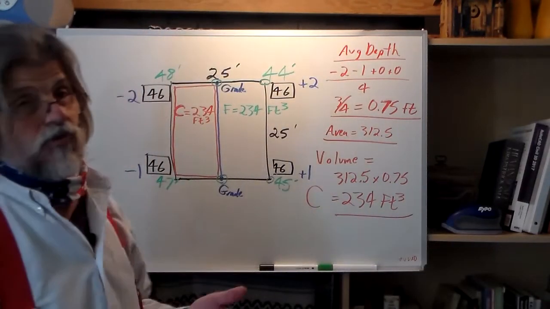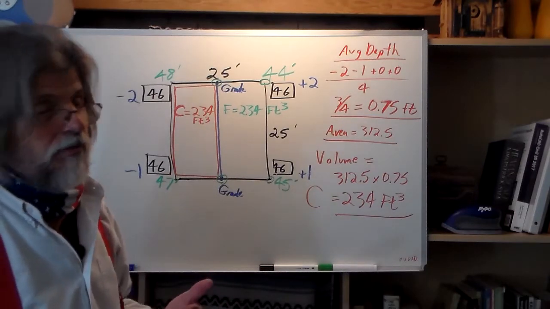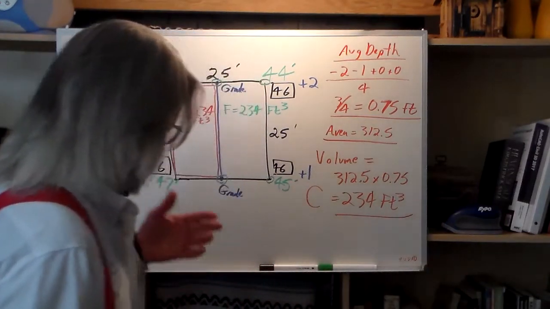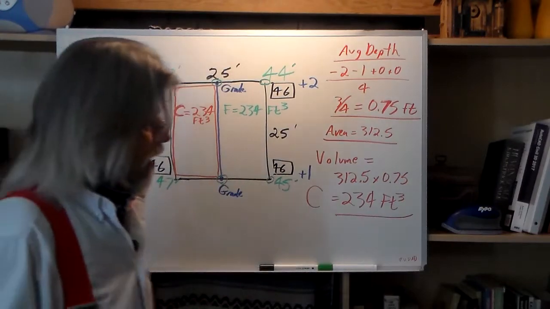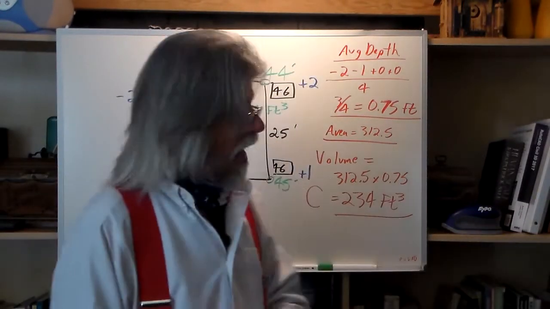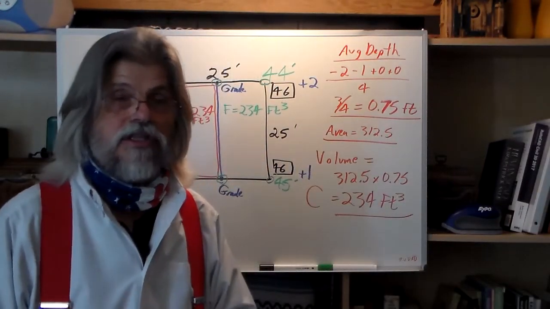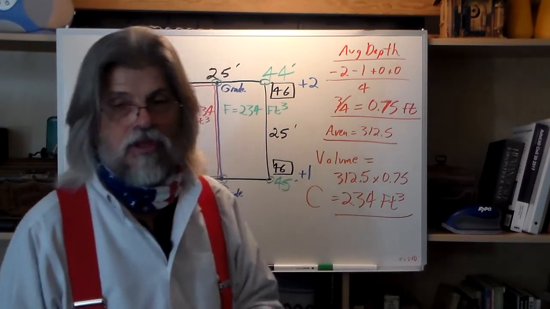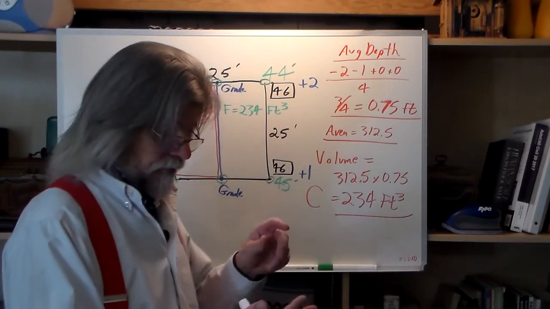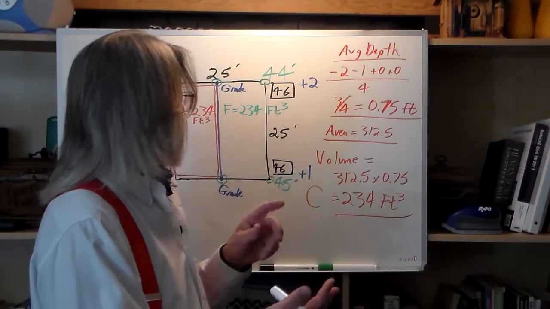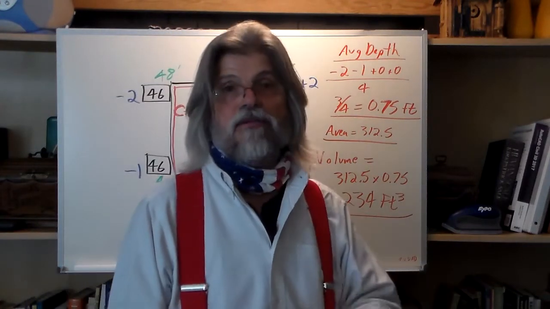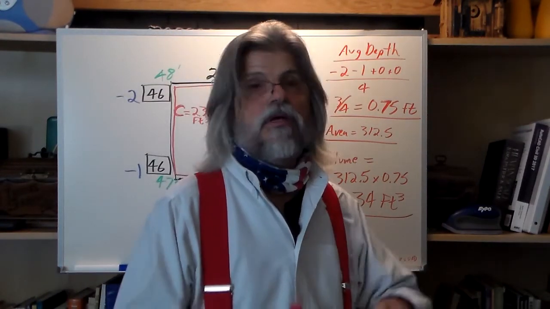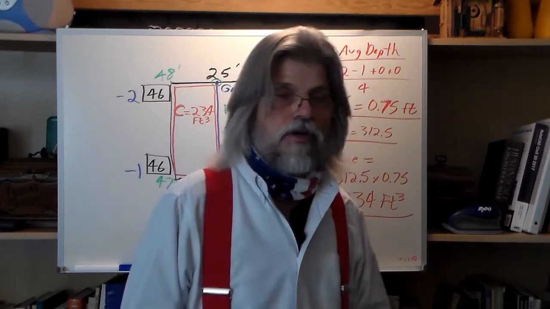I didn't intend for it to work out that way. I thought it was going to be a little more complex than this. But that is the concept. Simple as that. The math gets a little more challenging than this, and you'll see that in the next example. But average depth times area equals volume. That's all you got to remember.